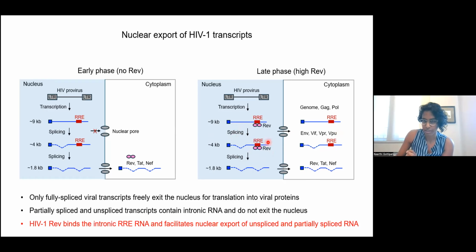So this interaction of Rev with the intronic sequences allows for the partially spliced and unspliced RNA to be translocated into the cytoplasm. This is a critical step in the establishment of this replication cycle. The way this happens is when the HIV-1 Rev binds the intronic RNA, in our case the RNA of interest, which is the Rev response element, and it facilitates this whole translocation of these RNAs into the cytoplasm. So that brings me to the Rev response element itself.